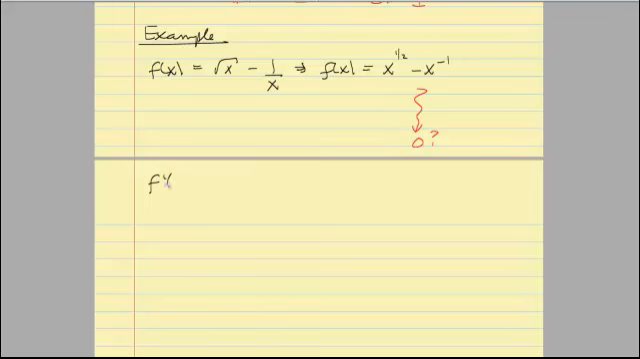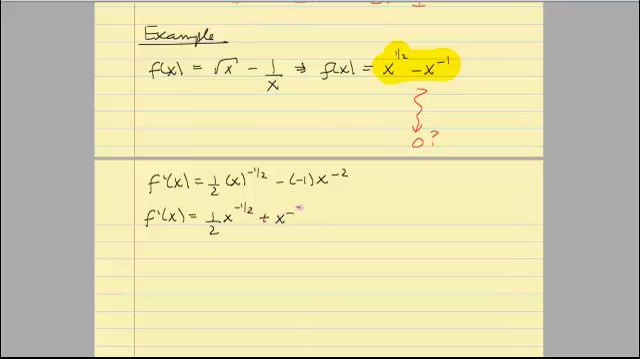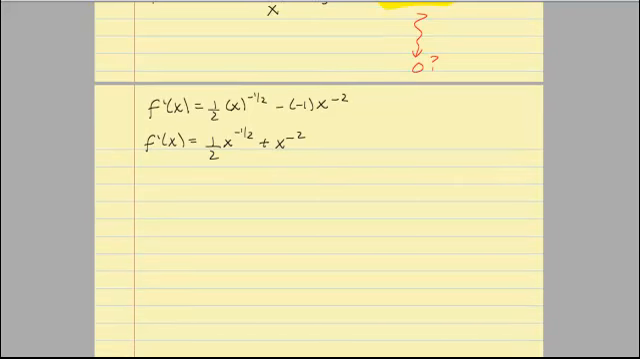F prime of x. The derivative of this first piece is how we're going to start. So I bring the 1/2 down, decrease the exponent by 1. I bring the negative 1 down, decrease the exponent by 1. So rewriting, and I'm not going to simplify this, I just want to rewrite it, because if we simplify this, what ends up happening is I have to unsimplify it in order to take another derivative. I like my powers right where they're at, even though they're negative.